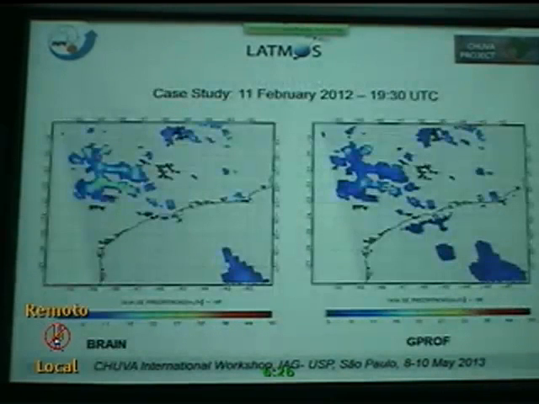This is for BRAIN and for GPROF. We are seeing almost the same pattern, but different values. We are analyzing this because we believe that something is not working fine with some of the steps we did during that process of reading the data and applying the lookup tables and so on.